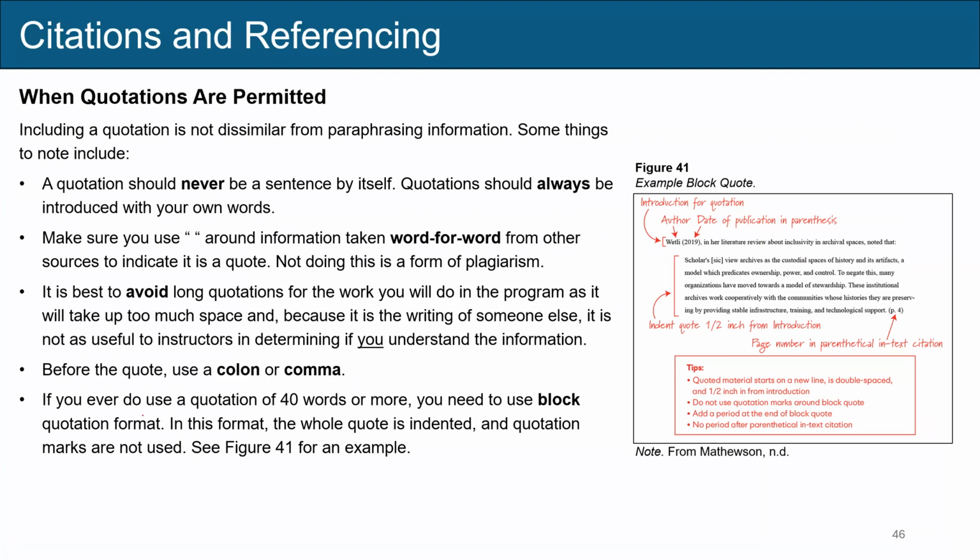Before you quote, you need to put in a colon or a comma. And if you use a quote of 40 words or more, you need to use a special form of quotation called a block quotation. And my hope is that nobody will be doing this because you should be paraphrasing, and you want to keep any quotes you do use in courses that do allow them minimal. Because again, this takes up too much of your own writing.